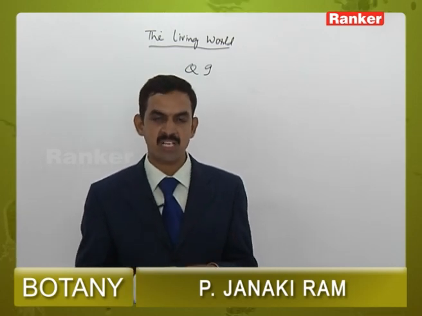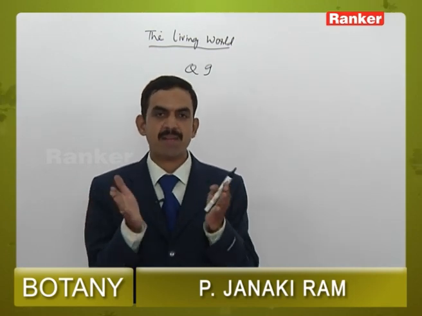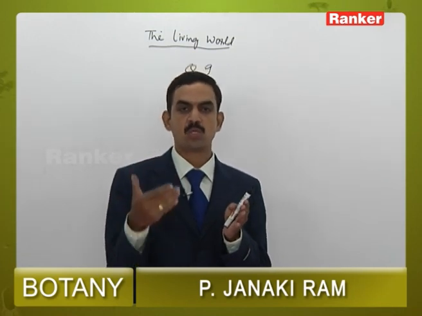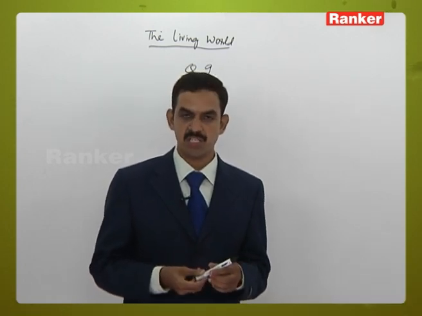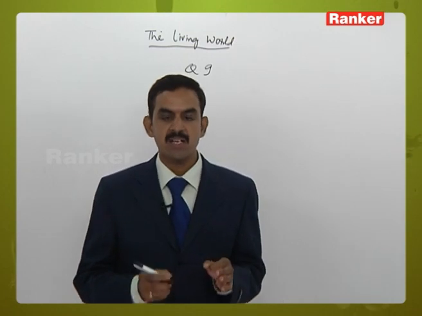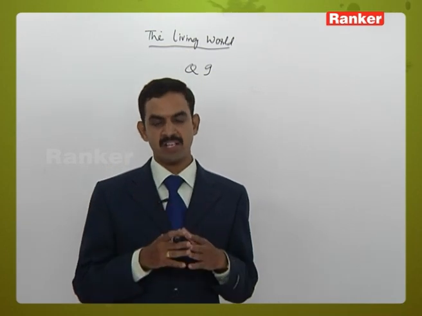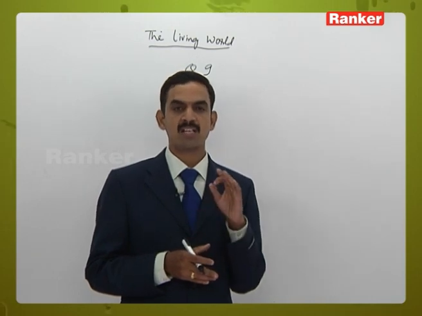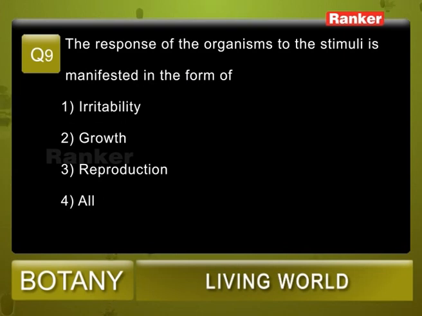Let's take one example here. If we touch the touch-me-not plant, what happens? The leaves of the plant will close. That is, the plant is showing a response to the stimulus, that is a touch by any living organism. So that is called irritability. Growth and reproduction are not the stimulus, that is a normal process which is taking place in living organisms. So growth and reproduction are not the manifestation of the stimulus, but irritability is. So question number 9, the correct answer is 1.